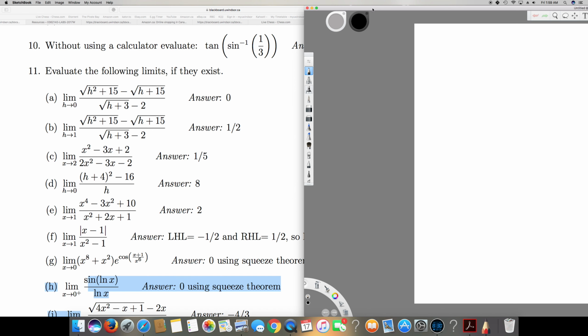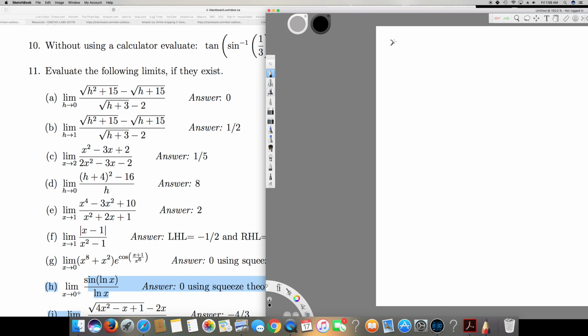So the next question is limit x approaches 2 of x square minus 3x plus 2 over 2x square minus 3x minus 2. So the answer is given as 1 over 5. Let's see how they consider the answer.